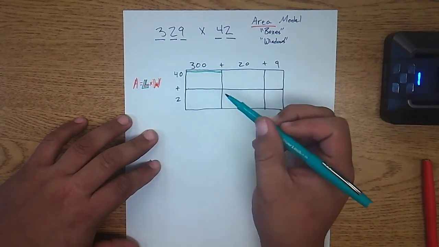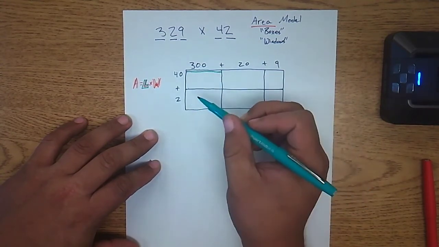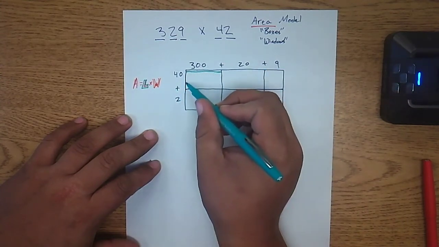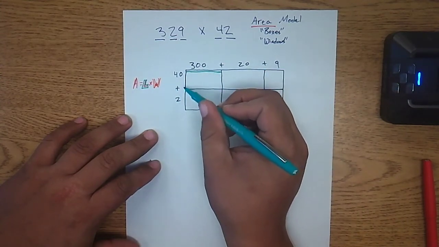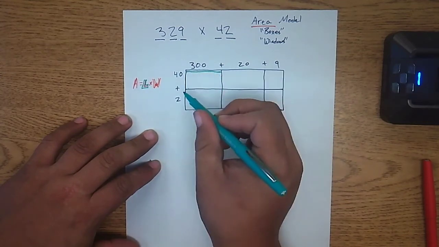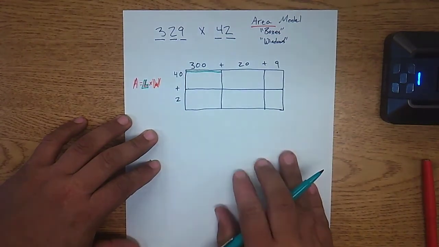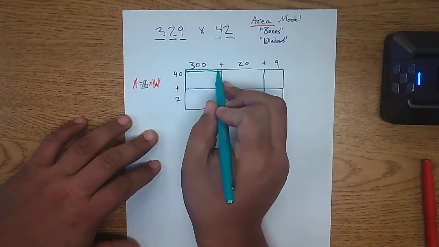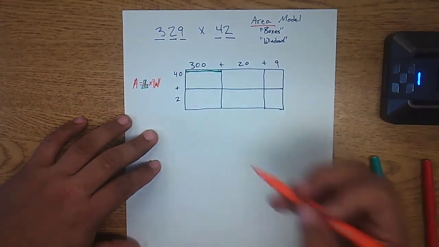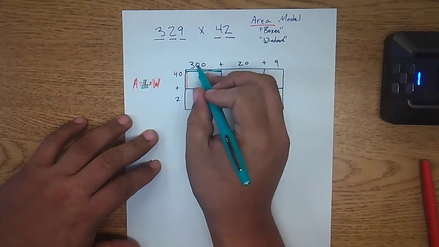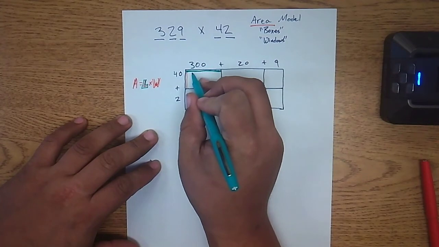Does it really matter whether this is the length or this is the length? No, as long as you decide and are consistent with which one's the length and which one's the width. Don't change halfway through. Decide what you want to do and stick with it. I'm going to make the top portion the length, and I'm going to make the side portion the width. The length of this box is 300.